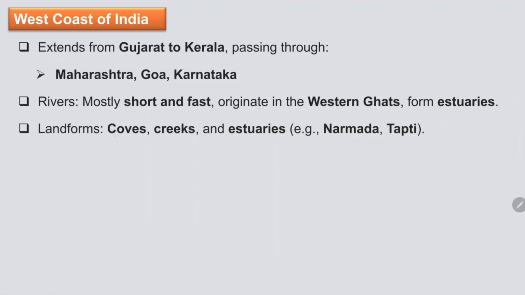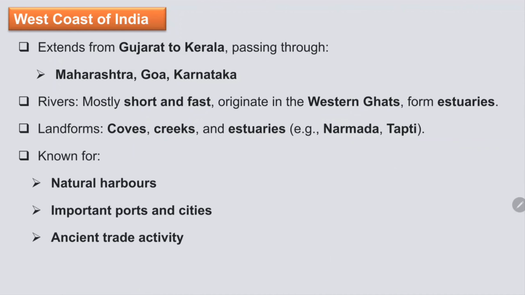And see here, in the landforms, you will find coves, creeks and estuaries. Example, the Narmada and Tapti. These are the two major rivers here, and they are known for natural harbors. Important ports and cities are there, with ancient trade activity. You will find so many important cities on the western coast where trading has been done.